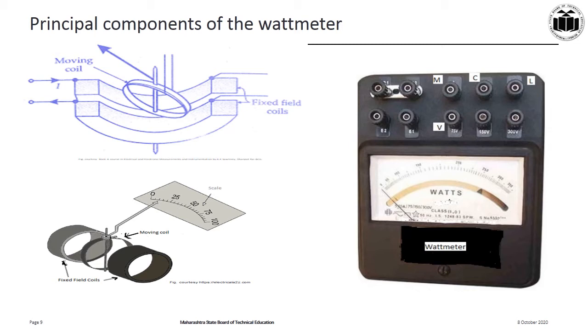As the current flowing through the fixed coil is the current consumed by the load, and the voltage applied across the pressure coil is the voltage drop taking place across the load, the torque produced by the moving coil is directly proportional to the product of voltage and current.